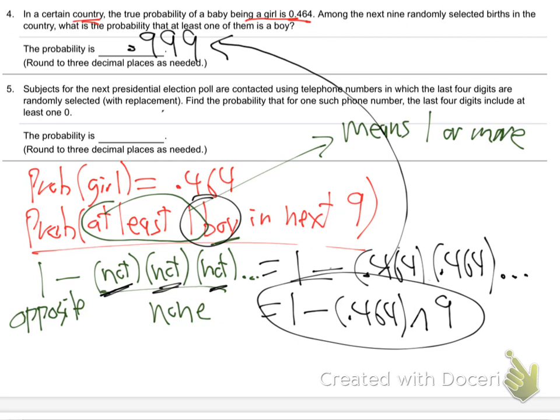Is that making sense? We good on that? So it's 1 minus not, whatever it is they're asking about. All right, let's go on to number 5.